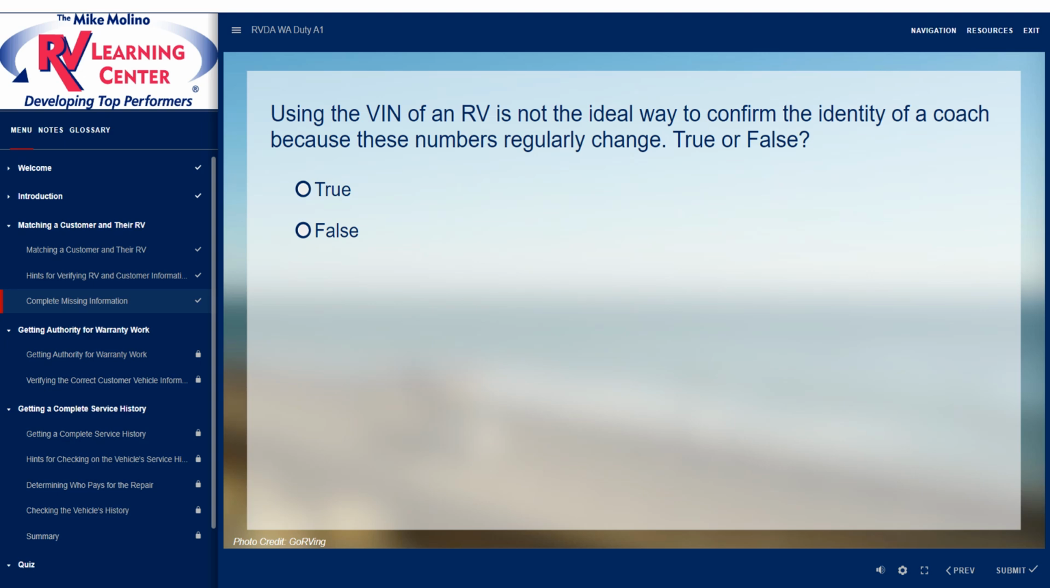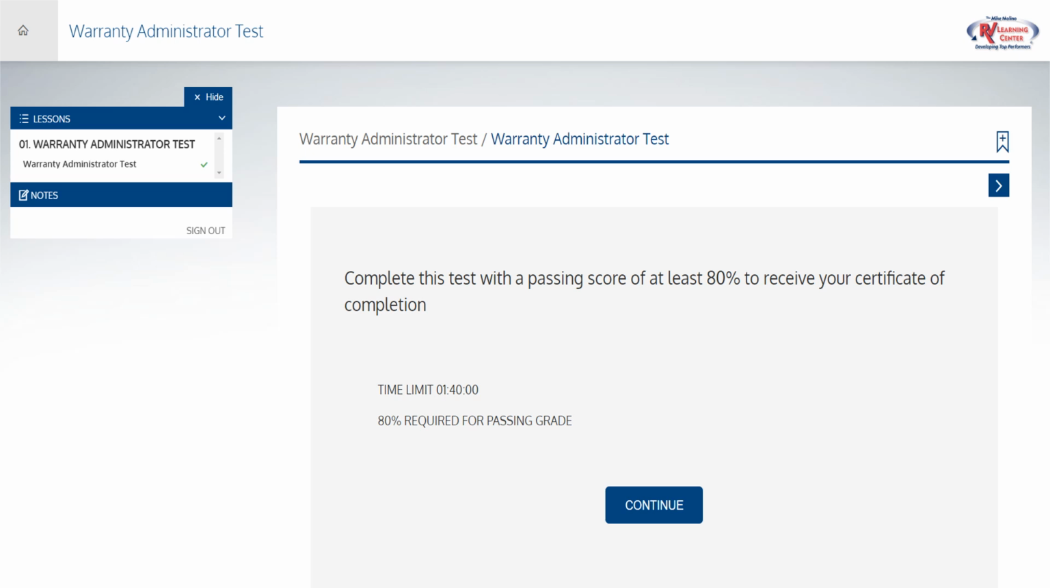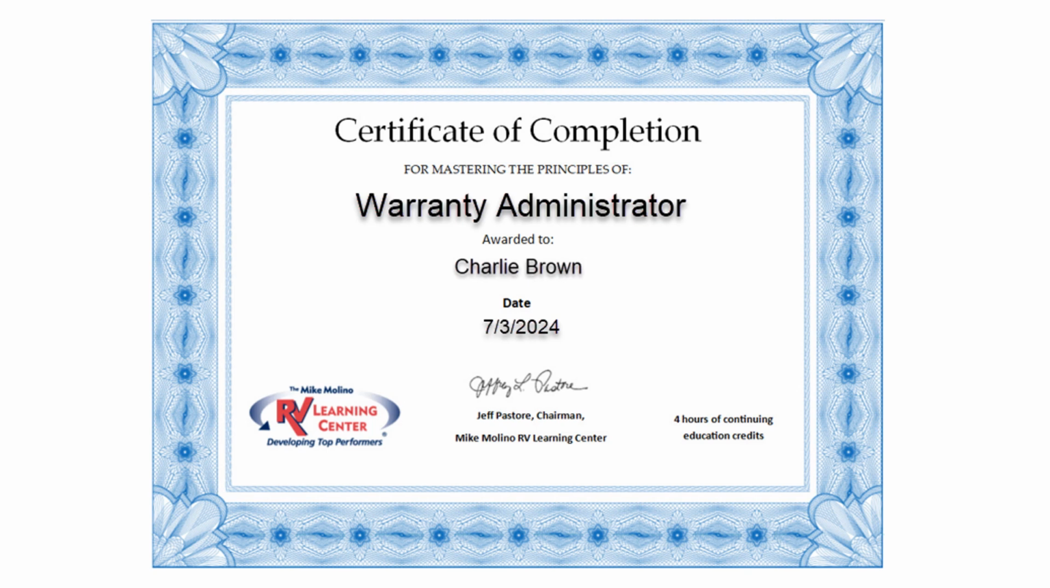The course offers numerous self-checks, including this sample end-of-lesson challenge question. The comprehensive final assessment is a timed 100-question test. Once a score of 80% or better is achieved, the student may download a certificate of completion. This certificate demonstrates completion of the course.